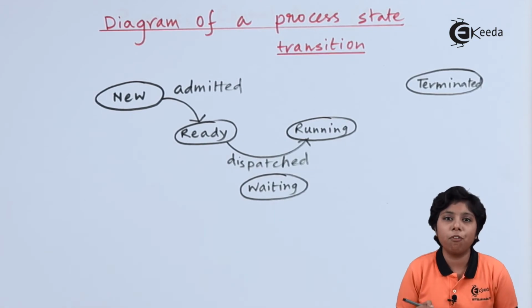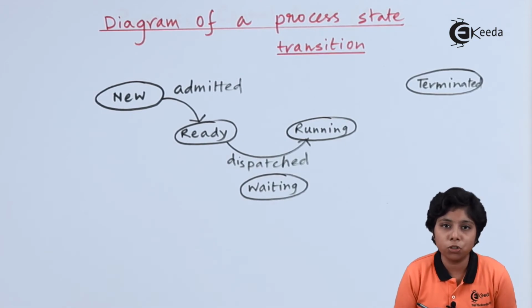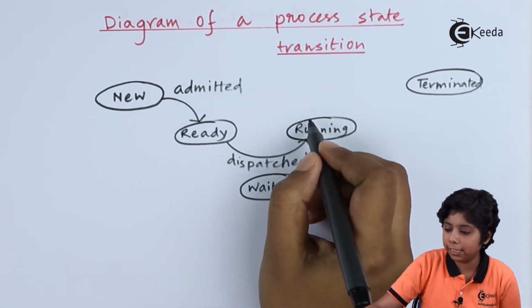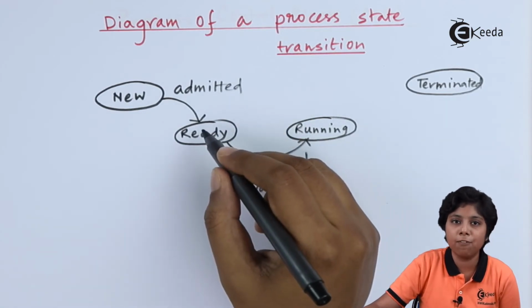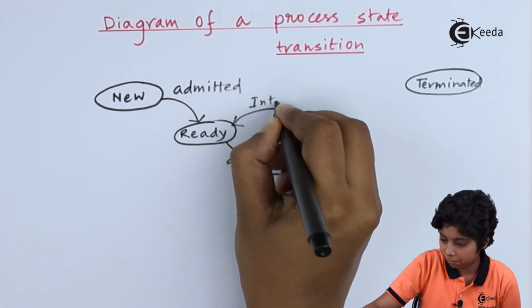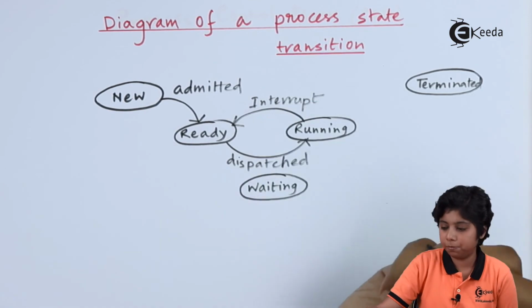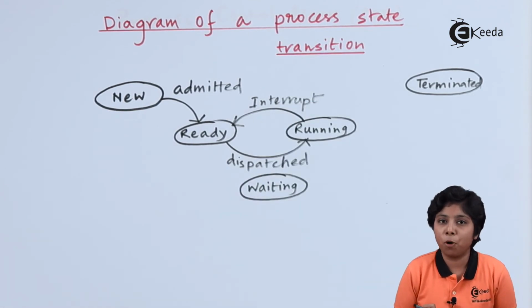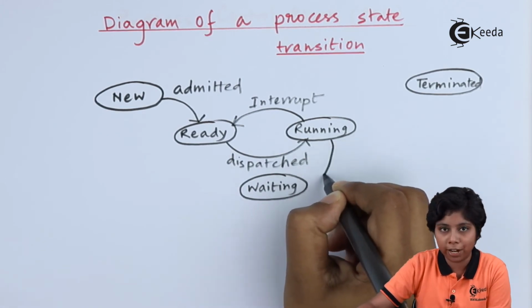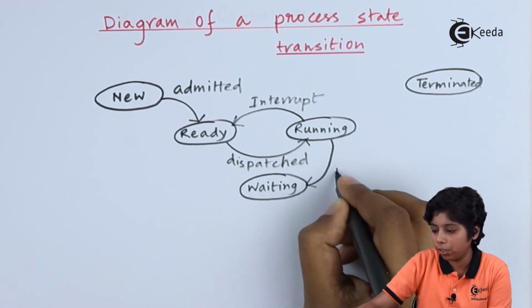Now after running for a while, it may wait for some event to occur or an interrupt may occur. Two situations can occur. From the running state, it can go back to the ready state if an interrupt has occurred. Again the process is running, and it can wait for some event to occur like an IO event or a signal to receive. So it can go from the running state to the waiting state when an IO event wait is there.